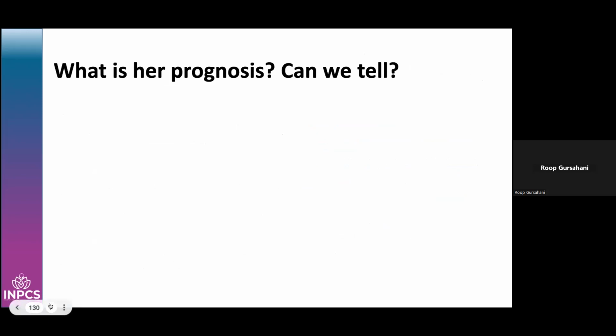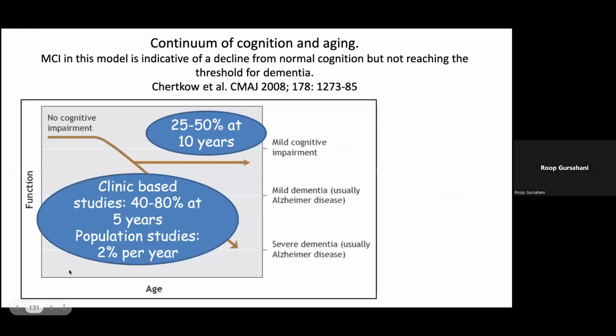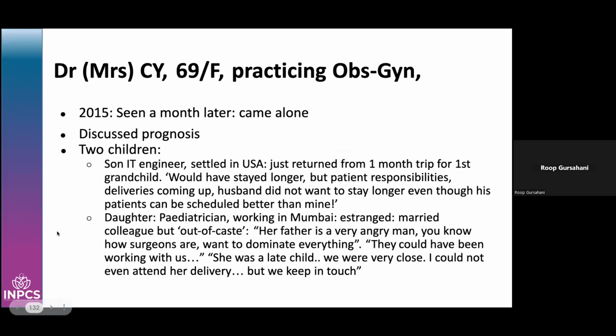Can we tell her prognosis? I'm going to jump a little and not wait for you to answer. Yes, we know that somebody like her has a significant risk of progressing to full dementia. Even though at this stage she has not got dementia, it will progress. So, in fact, she came back a month later alone and she wanted to talk about the prognosis.